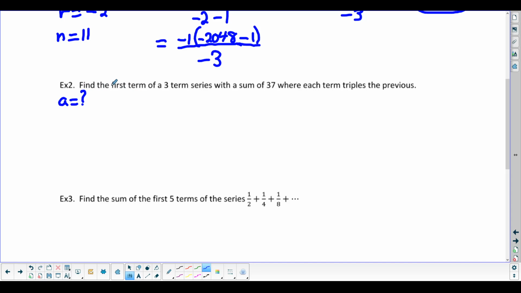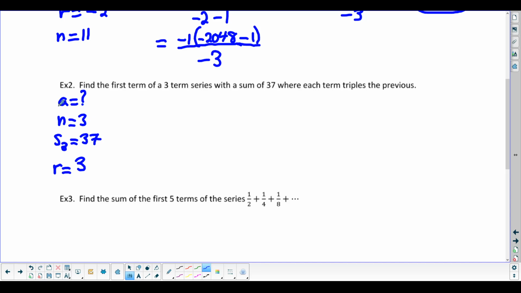That's unusual. So of a 3-term series, n is 3, with a sum of 37. Okay, so the sum, S3, is 37, where each term triples the previous. Triples. So, if it's tripling each time, then R is 3.